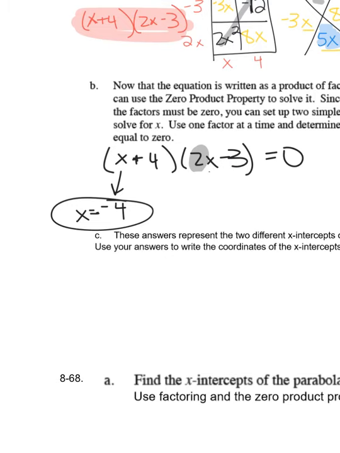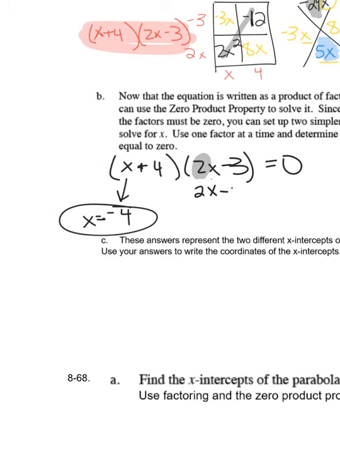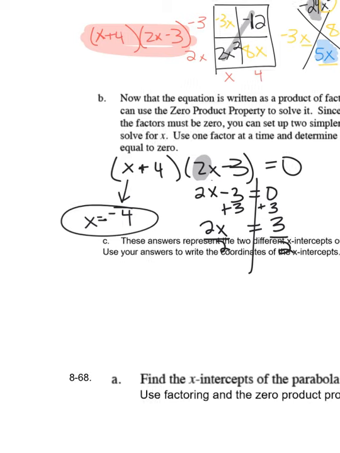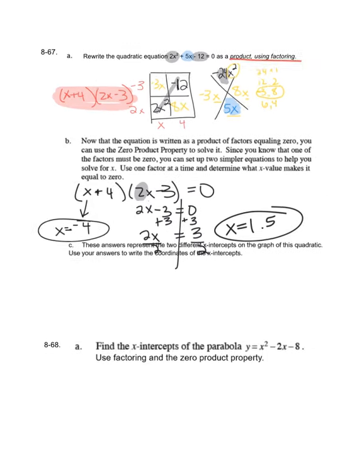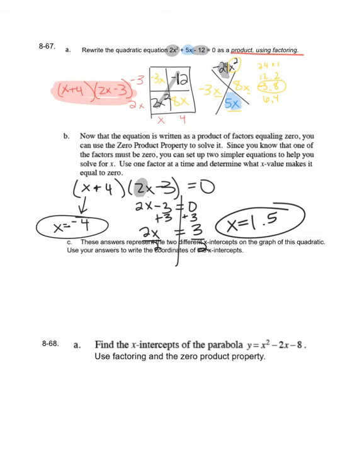Another way to look at this is to simply write out all the steps. 2x minus 3, and it's equal to 0. So if I was to solve for x, I would start by adding 3 on both sides. We get 2x equals 3. But then we have to undo the 2 by dividing by 2. And 3 divided by 2 is 1.5. So our x equals 1.5. That's called the zero product property.